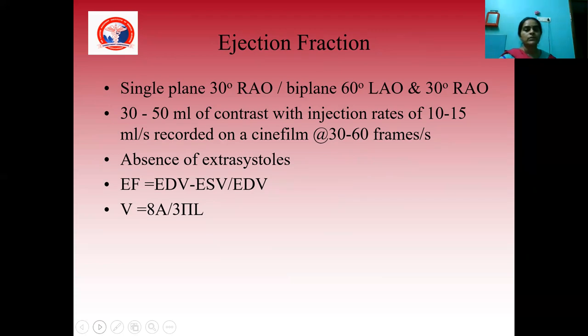Ejection fraction is the difference of end diastolic volume and end systolic volume, divided by end diastolic volume. So it is calculated as the end diastolic volume minus the end systolic volume, divided by end diastolic volume.